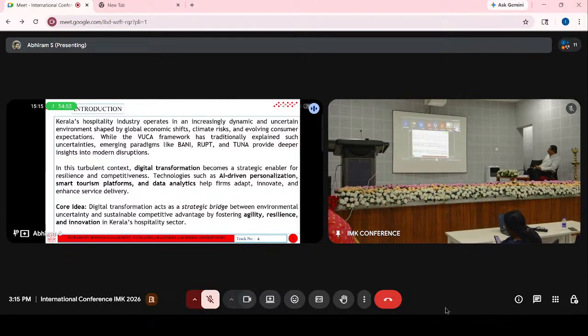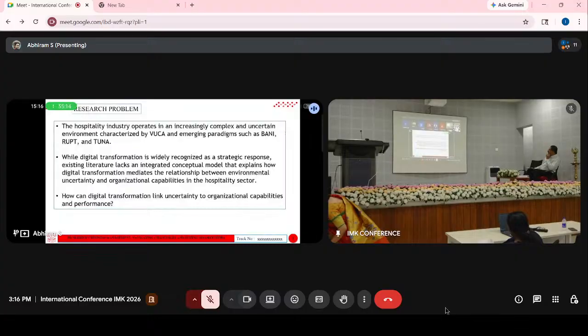Such as AI-driven personalization, smart tools, platforms, and data analytics help firms adapt, innovate, and enhance service delivery. So the core idea: digital transformation acts as a strategic bridge between environmental uncertainty and sustainable competitive advantage by fostering agility, resilience, and innovation in Kerala's hospitality sector. So the research problem.